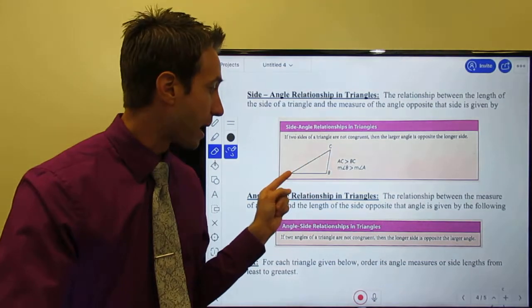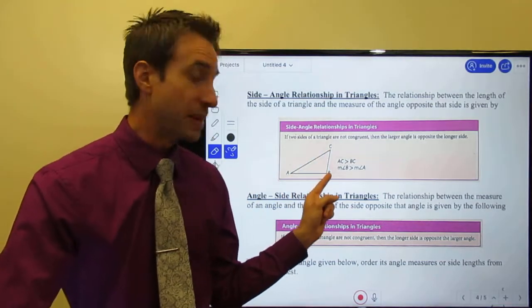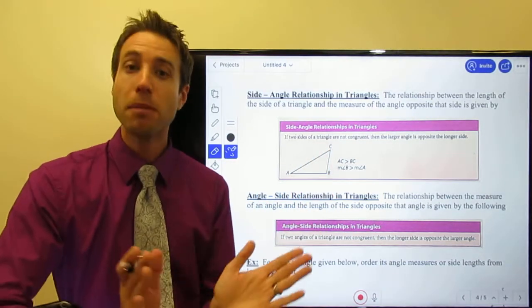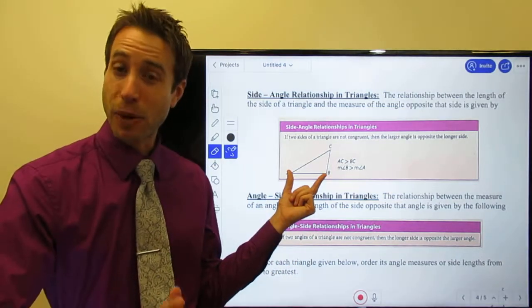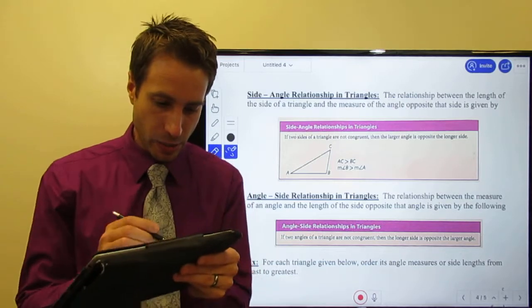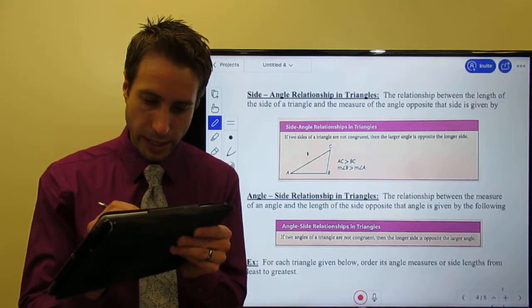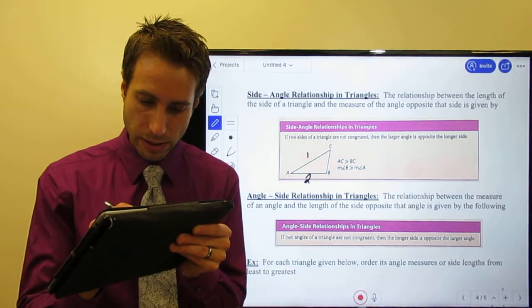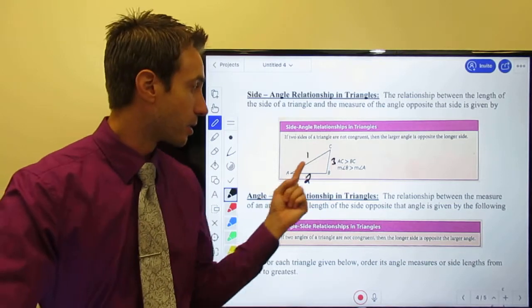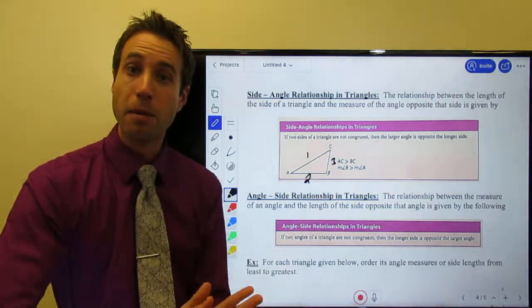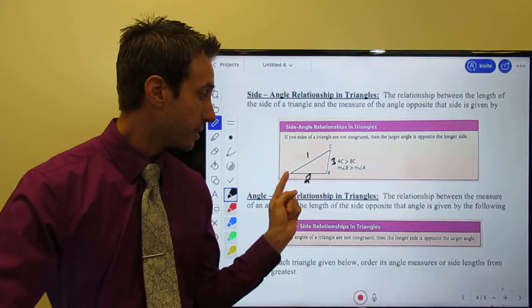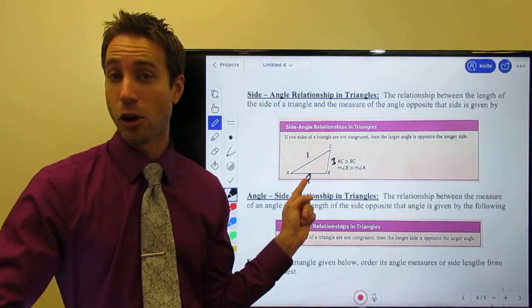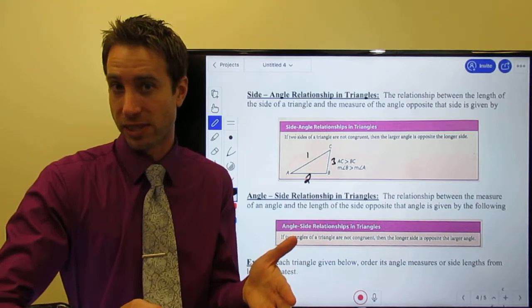Since this is my longest side, B must be my biggest angle. If you were to number these sides, let me go ahead and do it: this one is the longest, second longest, third longest. This is the longest side, so B must be my biggest angle. AB is my second longest side. It's the side that's the middle size.